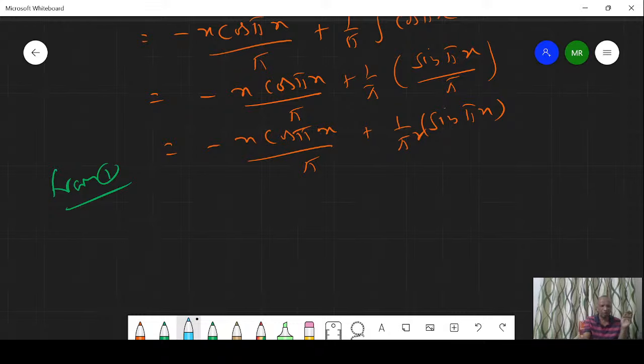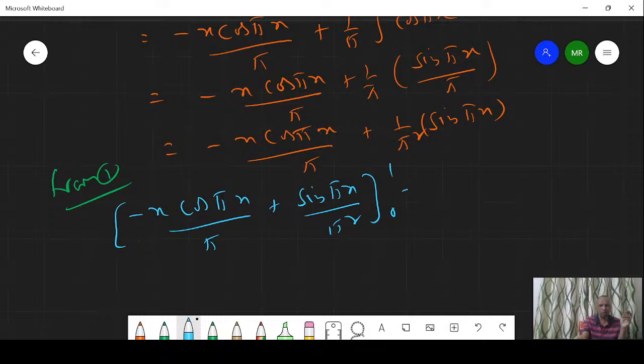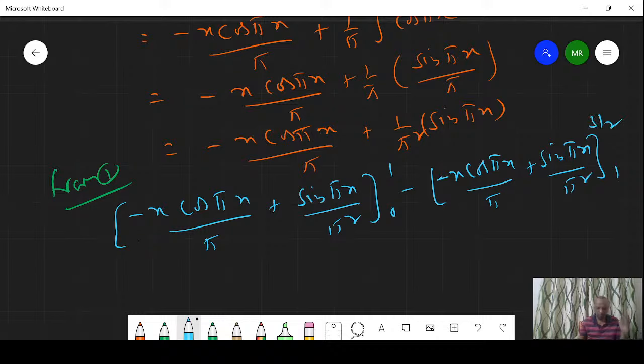From 1 directly I can apply the limit: 1 minus x cos pi x by pi plus sin pi x by pi square, limits 0 to 1. Minus, same thing, minus x cos pi x by pi plus sin pi x by pi square, taking the limits 1 to 3 by 2. The patience is required to solve this problem.